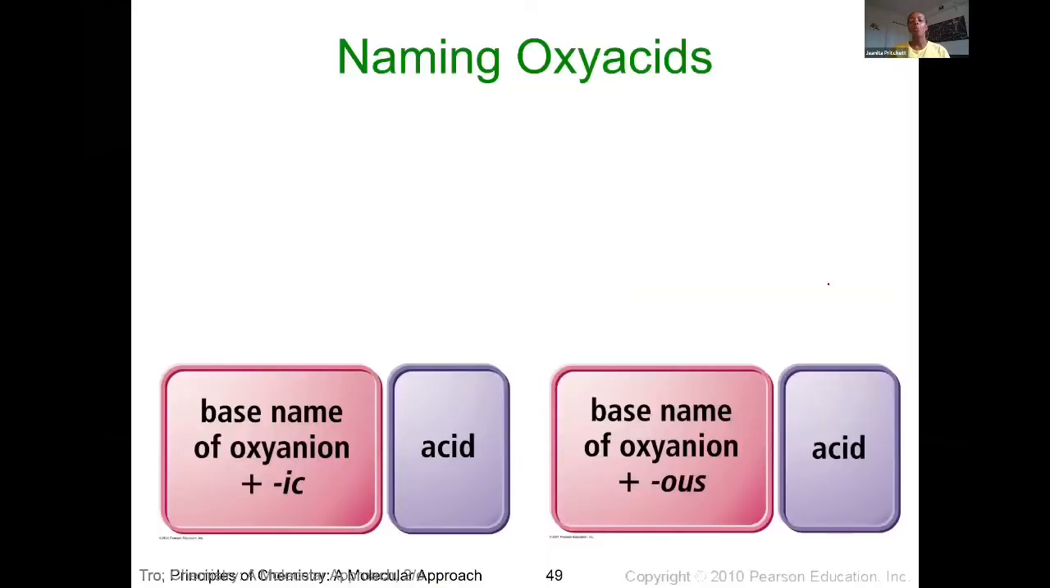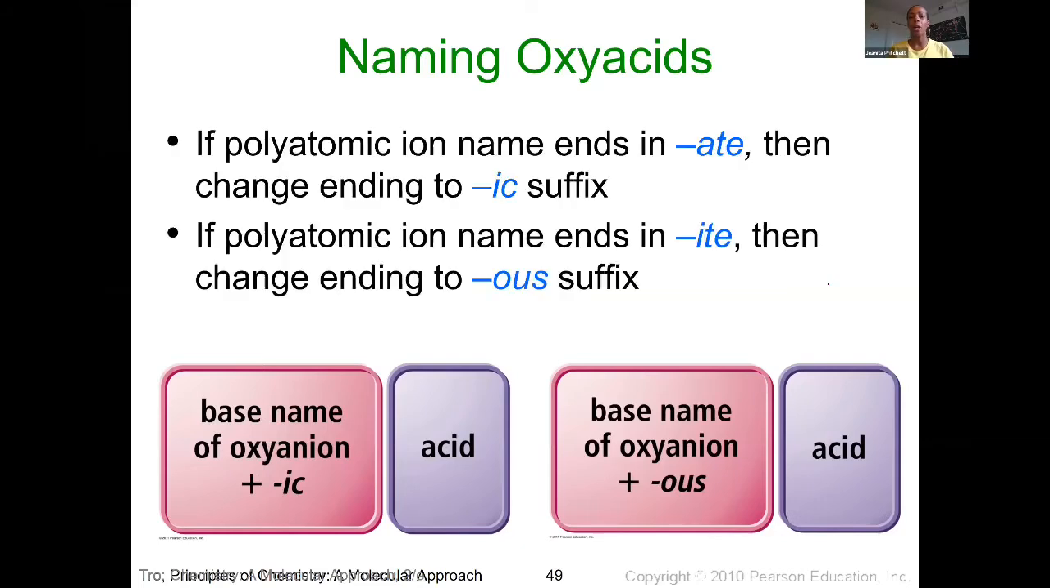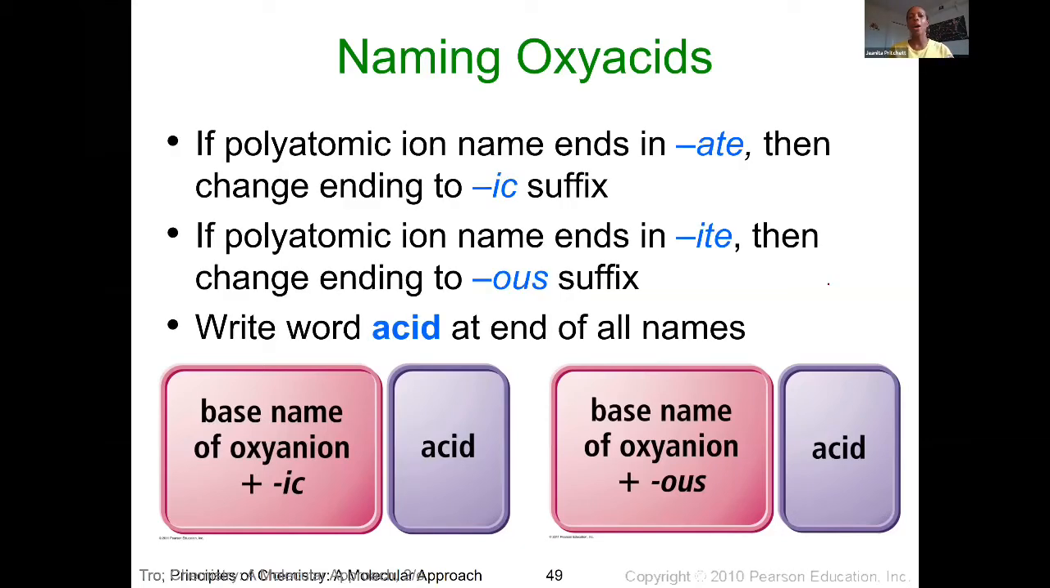All right, now when we're naming oxyacids, we no longer use that hydro prefix, okay? Now what we're going to be doing is taking the base of the polyatomic ion, and then if that polyatomic ion ends in ate, it gets the ending of ic. So for instance, chlorate would become chloric. And if the polyatomic ion ends in ite, then the ending becomes us. So if it was chlorite, that would become chlorus, and then we add the word acid at the end.